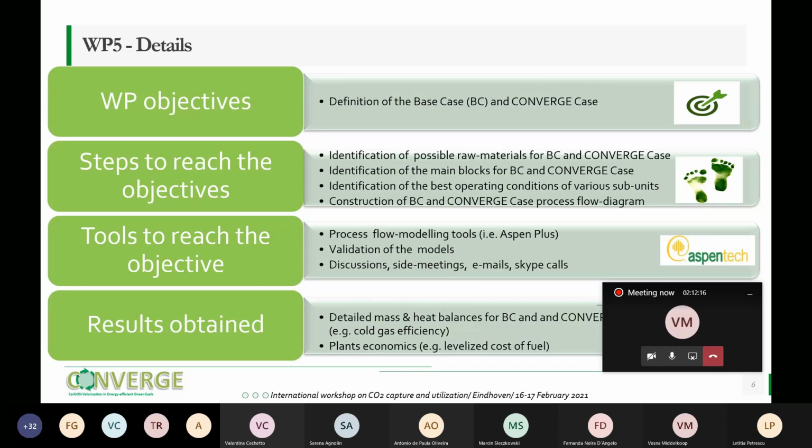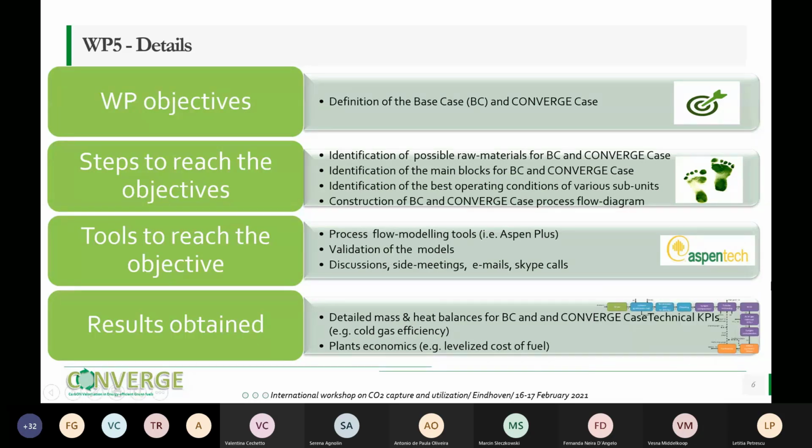In order to reach this objective, the steps we have performed are the identification of the possible raw materials for the base case and the Converge case, the identification of the main blocks for the two processes, the identification of the best operating conditions of various subunits, and the construction of the process flow diagram. The tools used are process modeling and simulation tools such as the Aspen Plus Process Simulator, and the models are validated using experimental data from other project partners.